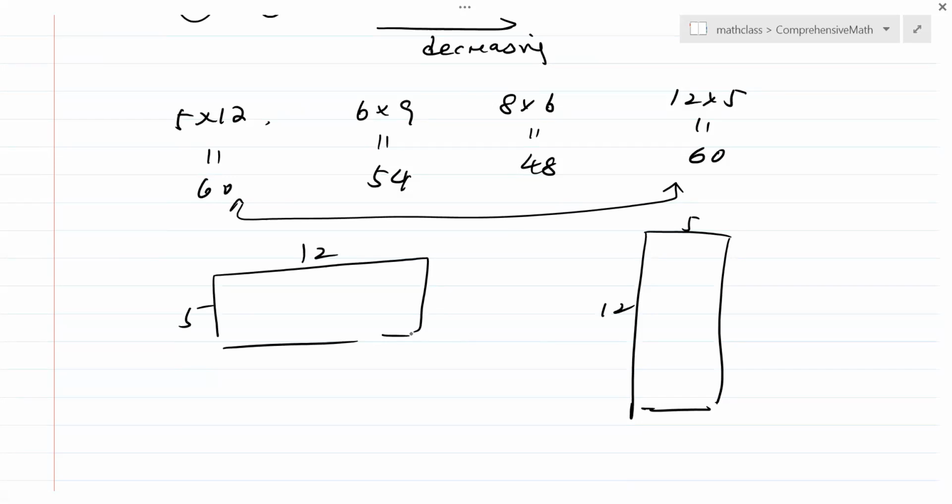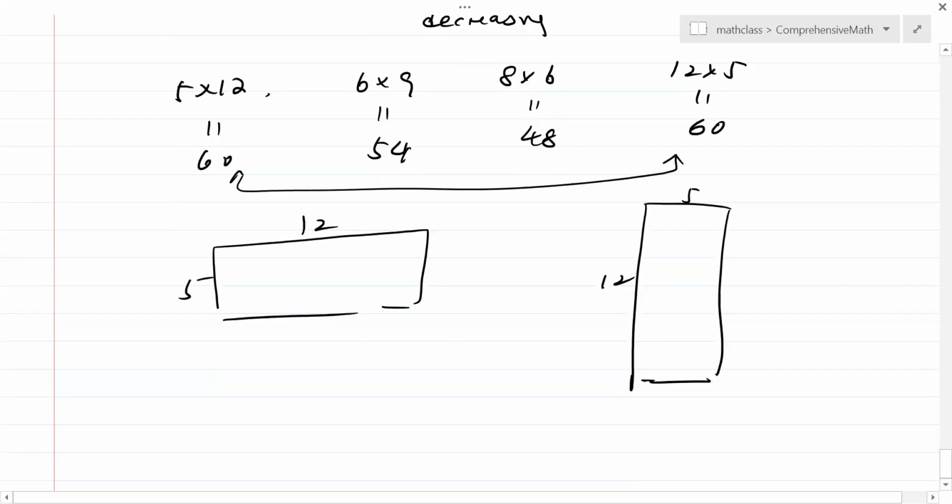The smallest possible area is 48. The largest possible area is 60. You need 60 pieces, 30 each. And 48 and 54 are the other two possible ways.